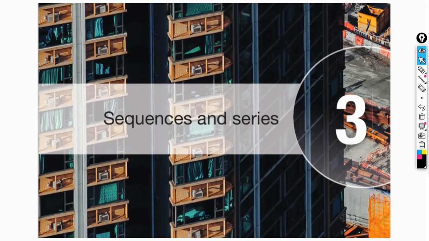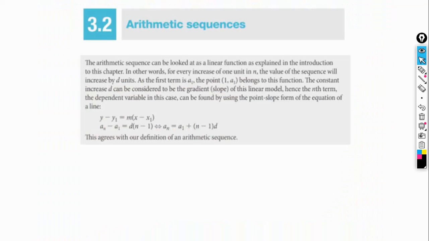Hi everybody, so in this video we're going to continue with Chapter 3, Sequences and Series, specifically with 3.2, Arithmetic Sequences. So what is an arithmetic sequence? An example of an arithmetic sequence is something like 2, 5, 8, 11, 14, etc. Let's suppose it's an infinite arithmetic sequence. So what is the characteristic of an arithmetic sequence?